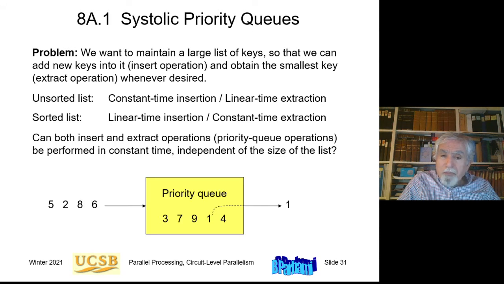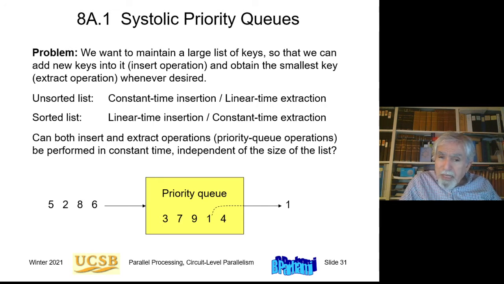Of course, if I keep numbers in unsorted order in the priority queue, insertion will be very simple. I can simply put a regular queue or a stack and just put in the next number as it comes in. But the numbers appear in the queue in no particular order. So when I want the smallest number, I have to go in and actually search for it, and that can take linear time. So an unsorted list will have constant time insertion, linear time extraction.